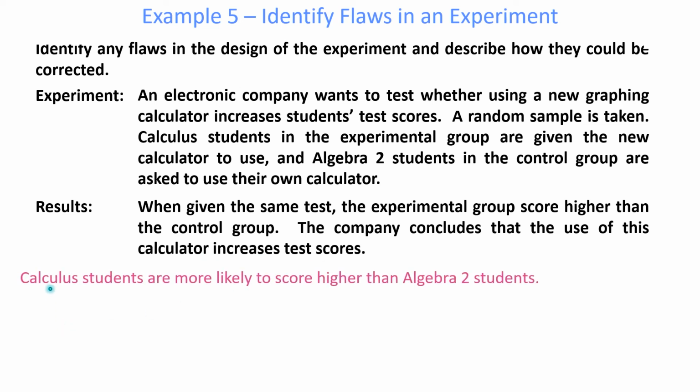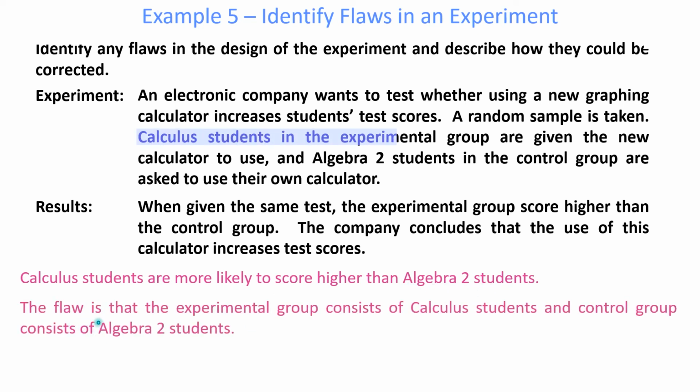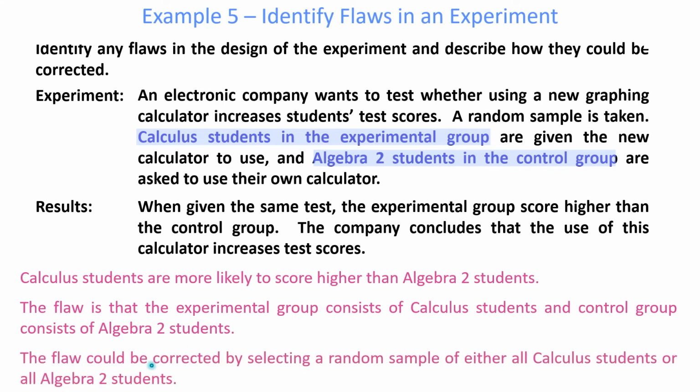Now, calculus students are more likely to score higher than Algebra 2 students. So the flaw is that the experimental group consists of calculus students and the control group consists of Algebra 2 students. Now, the flaw could be corrected by selecting a random sample of either all calculus students or all Algebra 2 students.